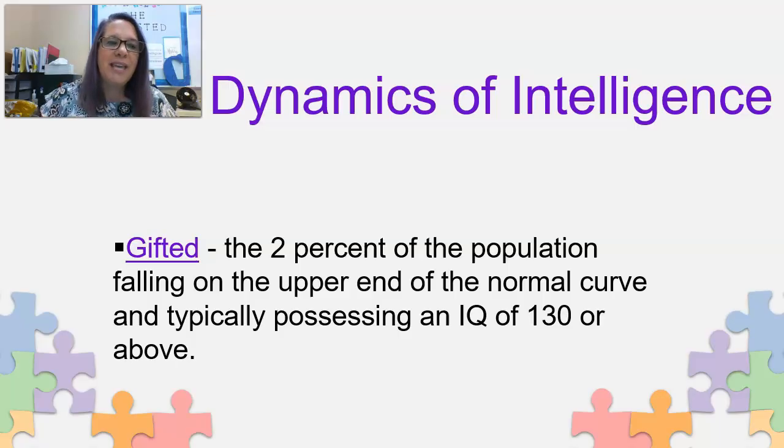And then the other end of the scale are gifted. So 2% of the population falls at the upper end of the normal curve that have an IQ typically of 130 or above. And I hate to burst some of your bubbles, and I know a lot of you tested gifted when you were in elementary school. This is not the same. Okay, the tests that they gave you in elementary school are not intelligence tests like these type of intelligence tests that would say that you're gifted. There is just a very small percentage of the population that would be considered gifted.